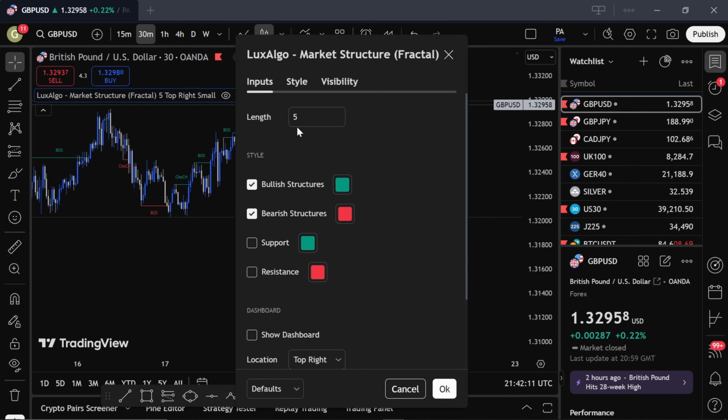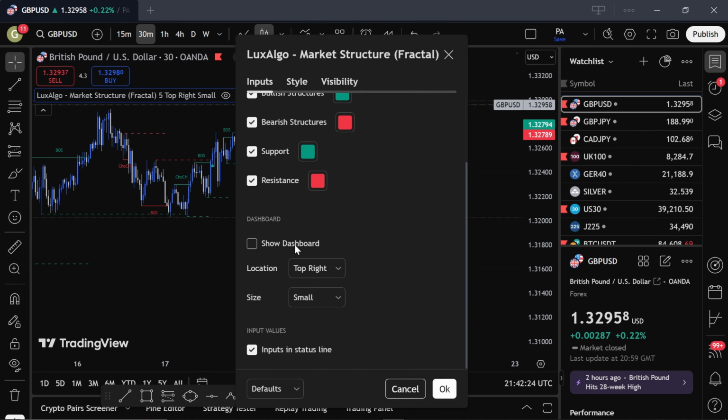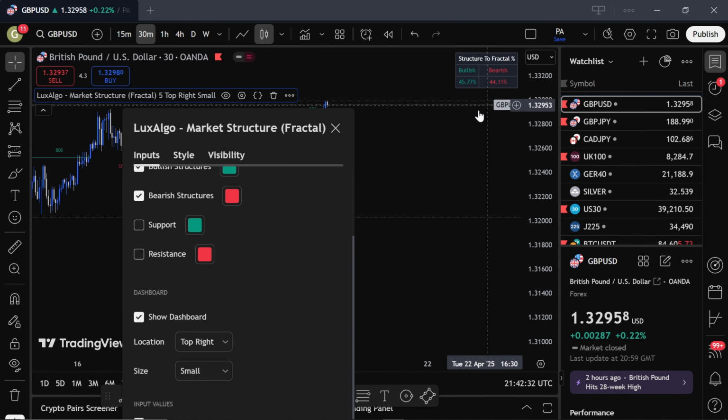This is the name of the indicator, and you can also change every other piece of information that you need here: bullish structure, bearish structure. If you also need support and resistance, you can turn them on here, and the indicator will help you identify the support and resistance levels. Now you can click on show dashboard. What this dashboard does is show you the bullish and the bearish percentage.